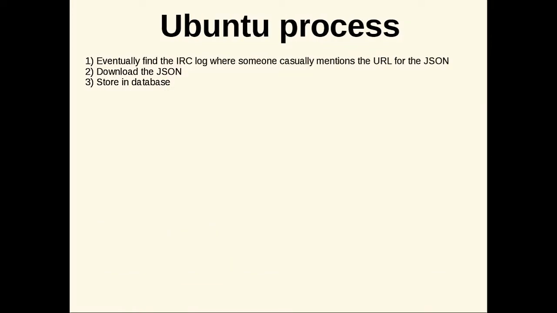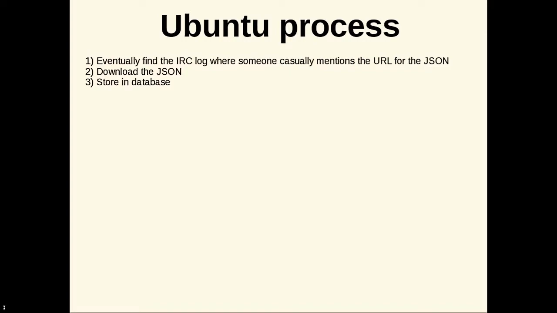By comparison, Ubuntu is a bit simpler. We download a roughly 50 megabyte JSON file that contains a list of all the advisories, and we just load in any of them that we haven't seen before. It would be great if Debian had something similar to this, but as far as we know, it doesn't exist yet.